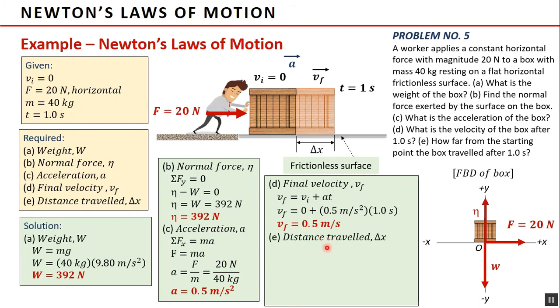Finally, letter E. Solving for the distance. Assuming the box moves in straight line, so distance and displacement delta x are equal in magnitude. Again we use equation from before. Delta x is Vit plus 1/2 at squared. Substituting the values, so the distance traveled by the box 1 second later is 0.25 meter. So, there you go.